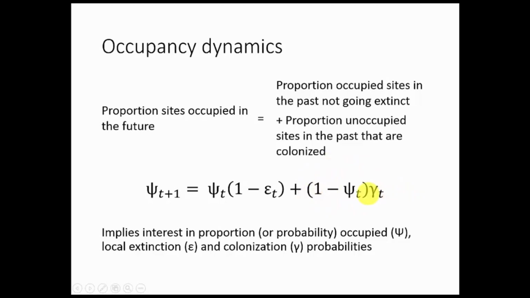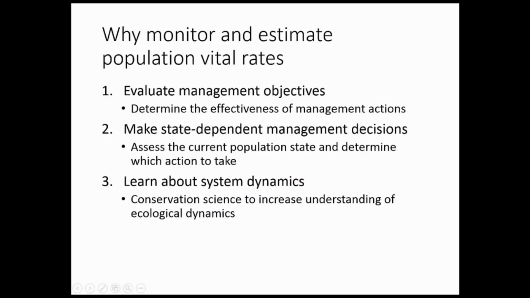So the product of this term represents the probability that an unoccupied site becomes colonized. So taken together, these two terms represent the occupancy dynamics through time. So why monitor and estimate population vital rates in the first place?